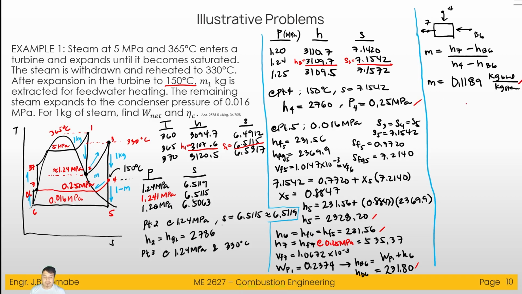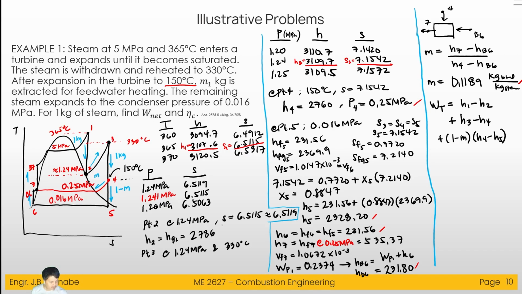Okay, so we have this M. We now want to find the turbine work. So the turbine work is equal to the summation of the turbine expansion stages. So you have H1 minus H2. This is still 1 kilogram, no? So here we still have 1 kilogram. So this will still be plus H3 minus H4, with no mass fraction, 1 kilogram pa rin. And then this one will have the mass fraction, so plus 1 minus M, then H4 minus H5.